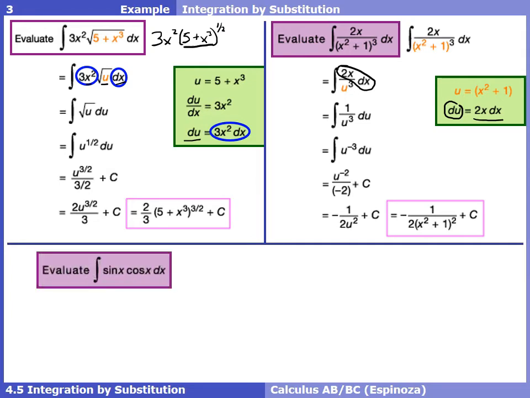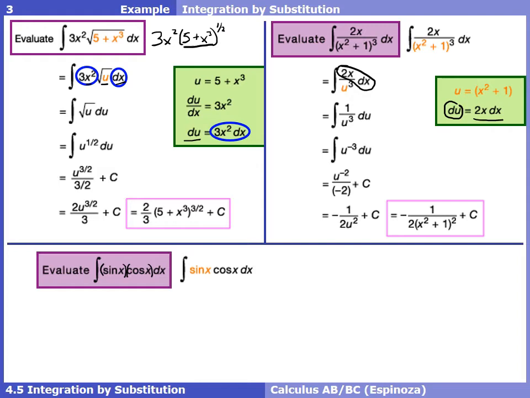In the last example, we have a trig example, and again, be very careful. There is no such thing as a product rule when we're integrating. So unfortunately, we can't take the integral of sine separate from cosine. So how are we going to do this problem? Well, again, do we see a function and its derivative inside the integral? If you do, that's how you know that could be an application of integration by substitution.